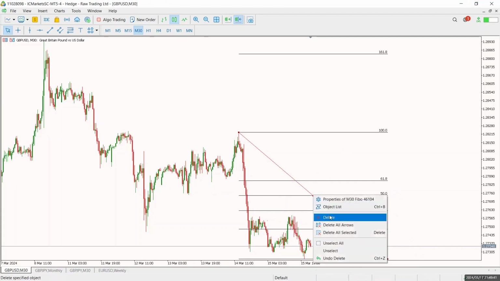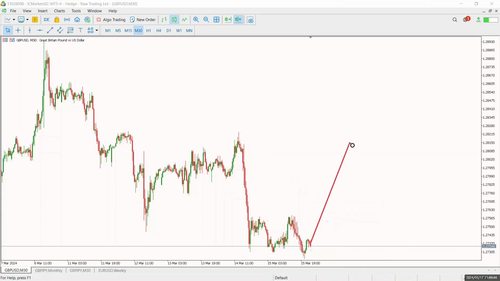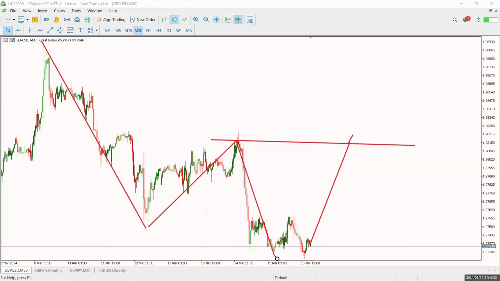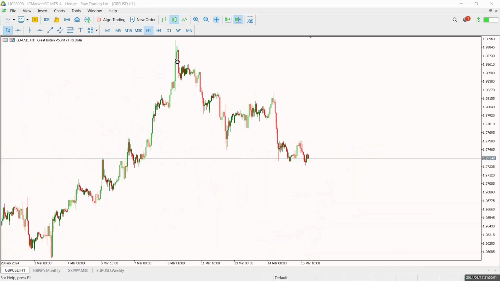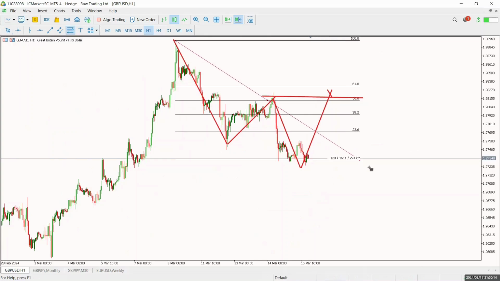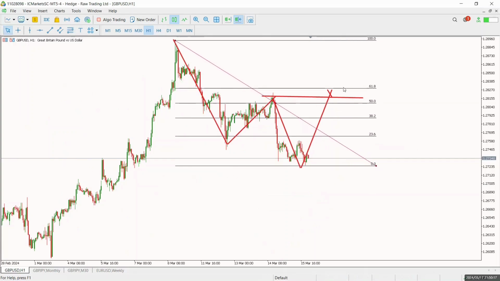Then if price now decides to exit this fractal, we'll wait for price to break into the new fractal. Then when price breaks into the new fractal, that will now give us a new trade opportunity to buy when price breaks into that fractal. Okay, sorry. Let's go back to the 1 hour just to see it a bit smaller. When price now breaks into this fractal, that will now give us an opportunity to buy to 61.8. We'll bring our Fibonacci from the high point to the low point, buy to 61.8.